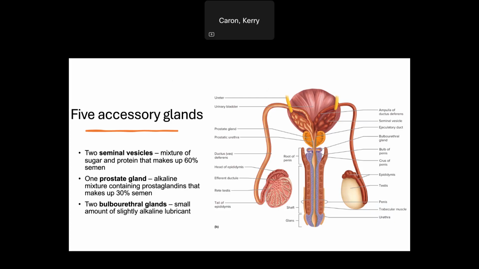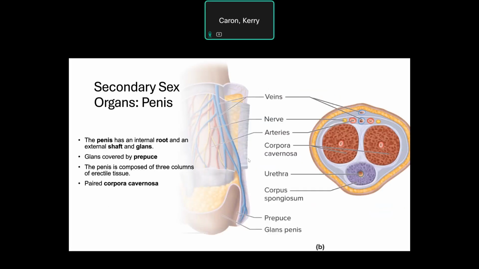And then you have two bulbourethral glands right below the prostate gland. And those would secrete a tiny amount of alkaline lubricant. So there's an easy flow of the fluid. Okay, so you have sperm produced in the testes, gets stored and matured in the epididymis. Then when it's time for it to act, it's going to come up the vas deferens like so. It's going to go past the seminal vesicles that are going to secrete that sugar protein secretion. The prostate gland is going to add its prostaglandin, make it more alkaline. Then the bulbourethral glands are going to secrete some lubricant, and then you have semen.